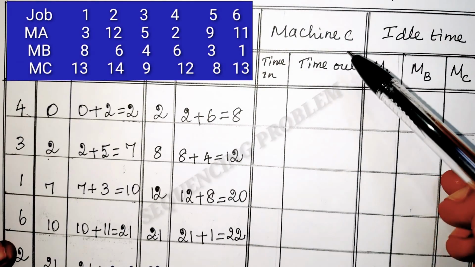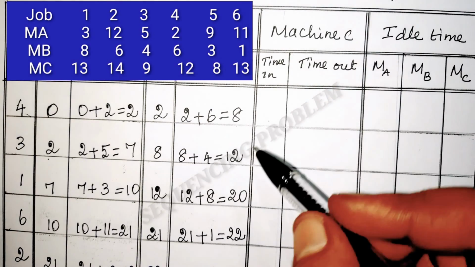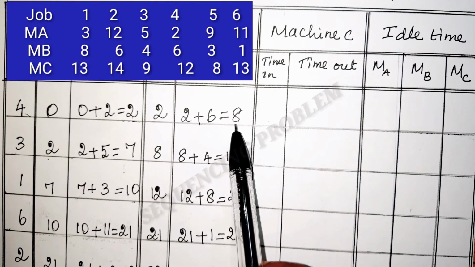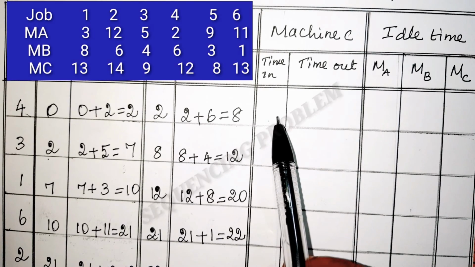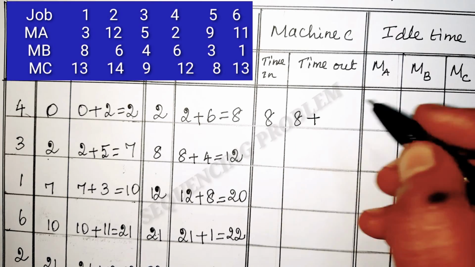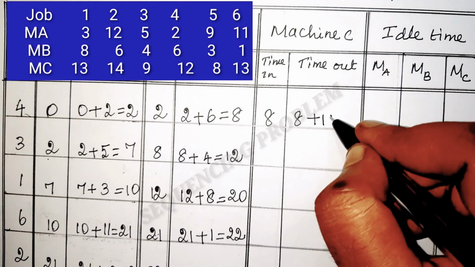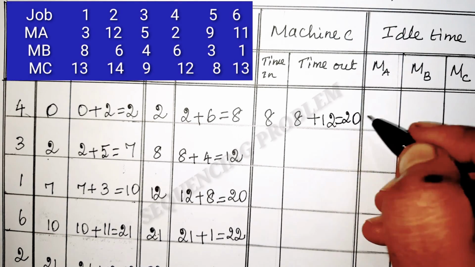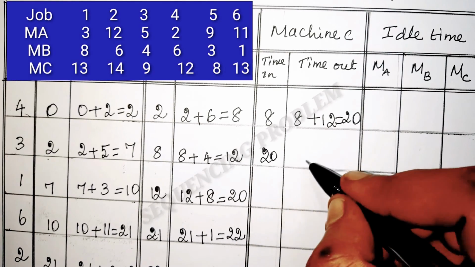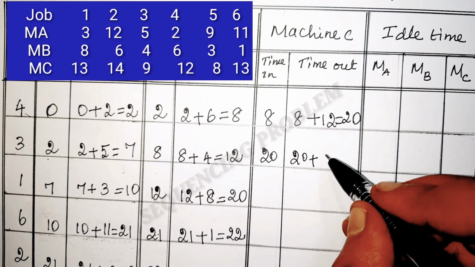Next we move on to machine C. We have to find time in and time out for machine C. So time in for machine C is 8 because machine B completes the work at the 8th hour. Machine C starts the work at the 8th hour. So 8. And time out is 8 plus processing time for job 4 on machine C, which is 12. So the total is 20. Next, in time for job 3 is 20, out time is 20 plus processing time for job 3 on machine C, which is 9.